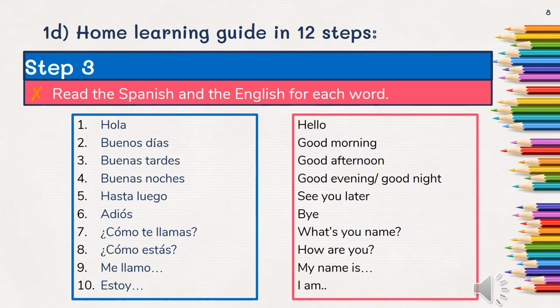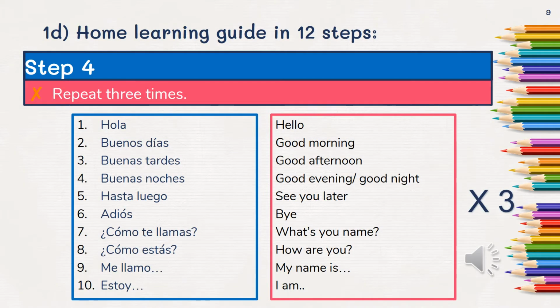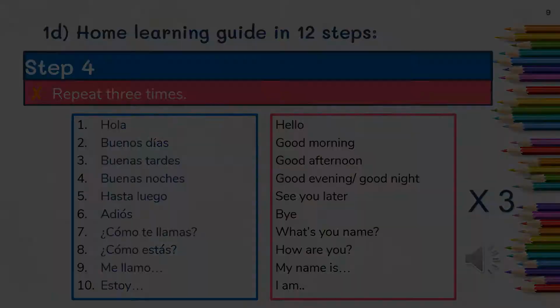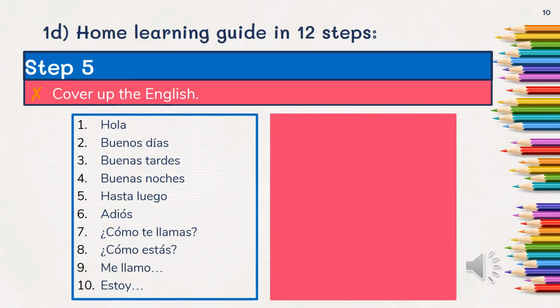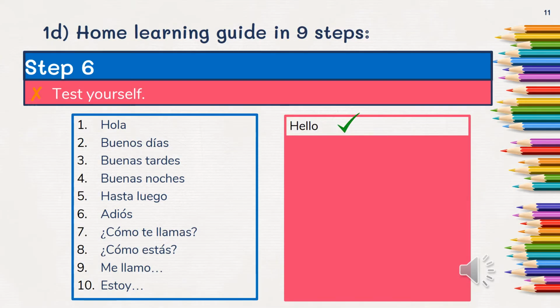Step 3, read the Spanish and the English for each word. Remember that if you want to practice pronunciation, you need to go to the YouTube channel Gonzalez-Otero and have a look at the key topic that you want to work on. Step 4, repeat 3 times, reading the word in the Spanish and then in English. Step 5, cover up the English. Step 6, test yourself.